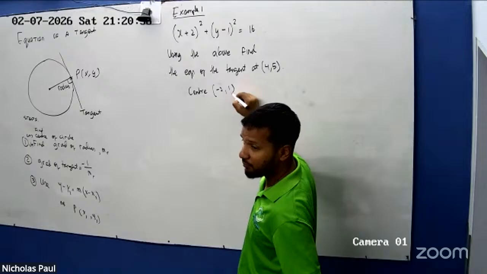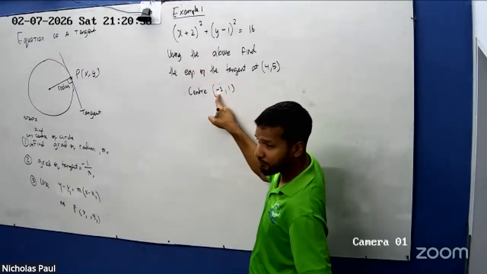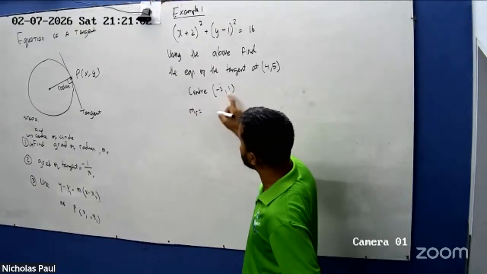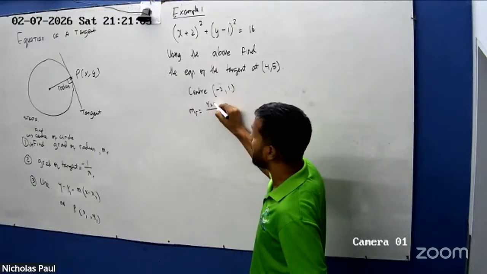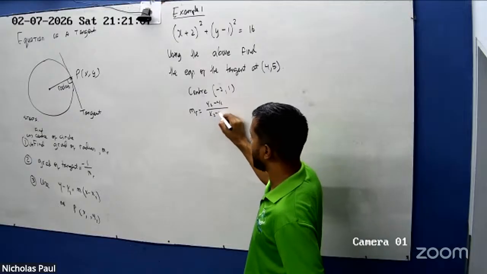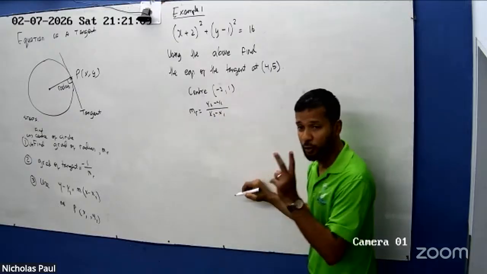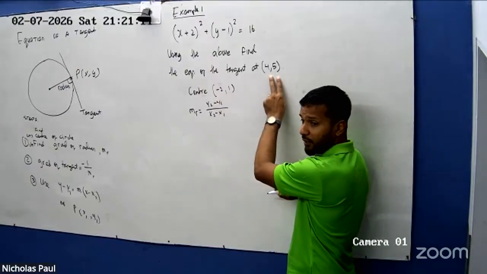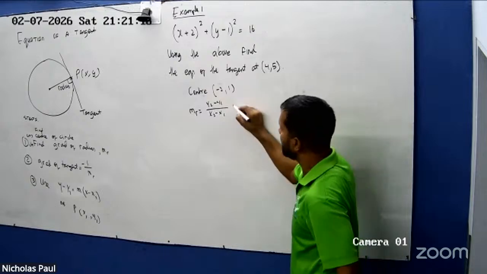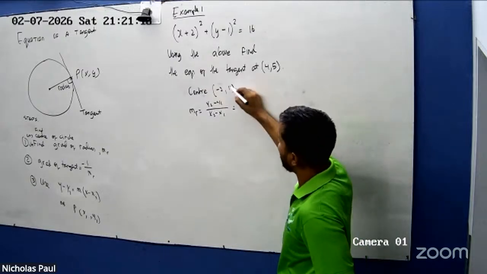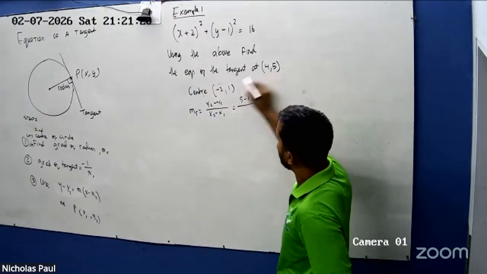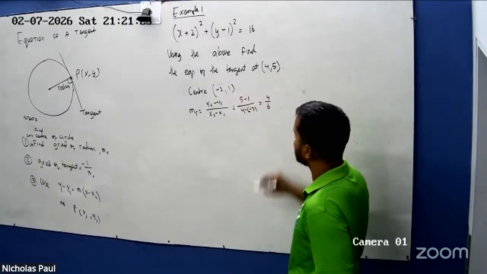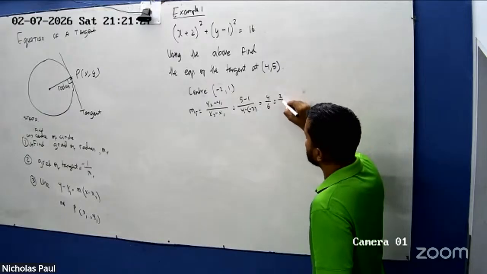The center is (-2, 1). Next is to find the gradient of the radius. So you write the formula y2 minus y1 over x2 minus x1. What are the 2 points we're using? This and this. It doesn't matter. 5 minus 1 over 4 minus -2. I got 4 over 6, or I can simplify it to 2 over 3.